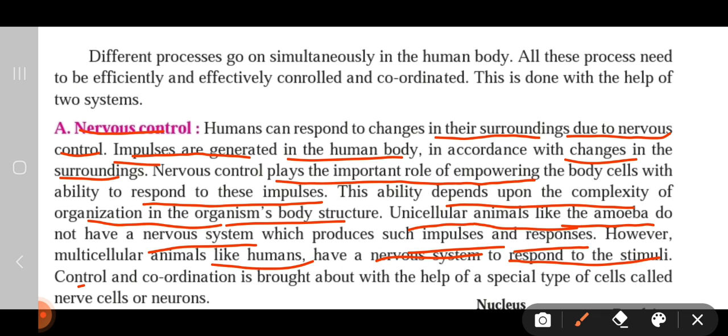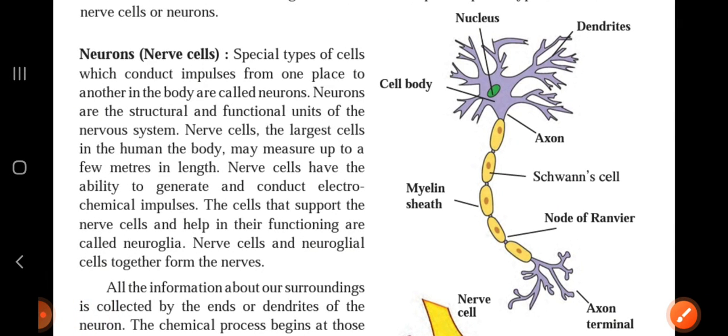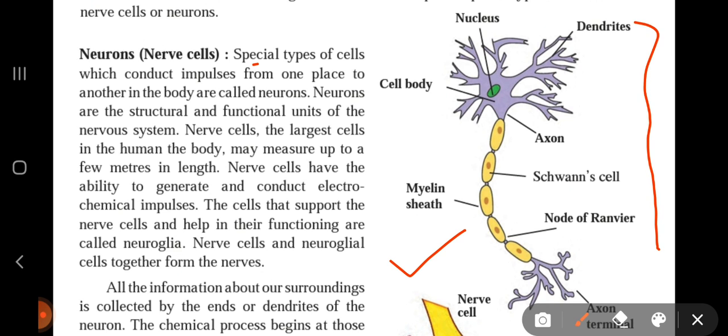So multicellular organisms, animals like us, have a system called the nervous system with which we can respond to the stimuli. Control and coordination is brought about with the help of a special type of cell called the nerve cell. We, multicellular organisms, have nerve cells which help us carry out this control and coordination in our body. Let us see this nerve cell. This is a typical nerve cell diagram. This diagram is very important for you. Have a practice of this diagram; we'll understand this diagram now.